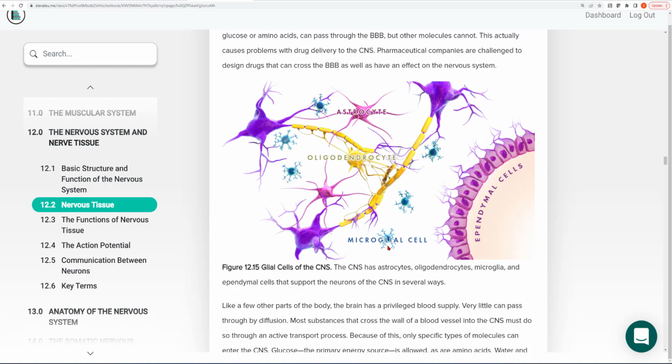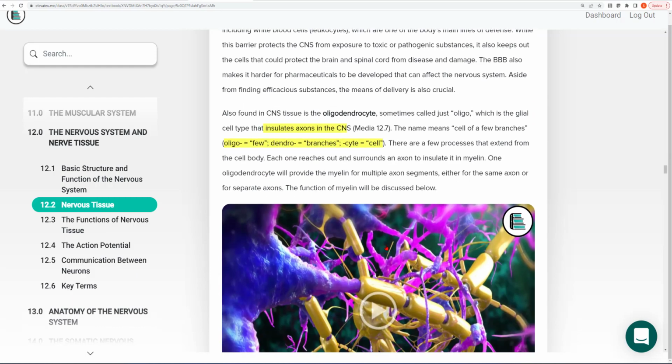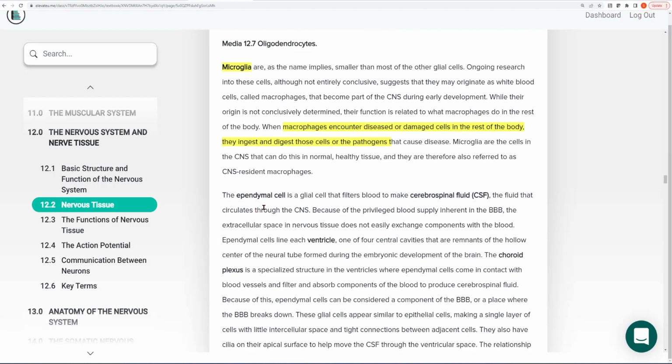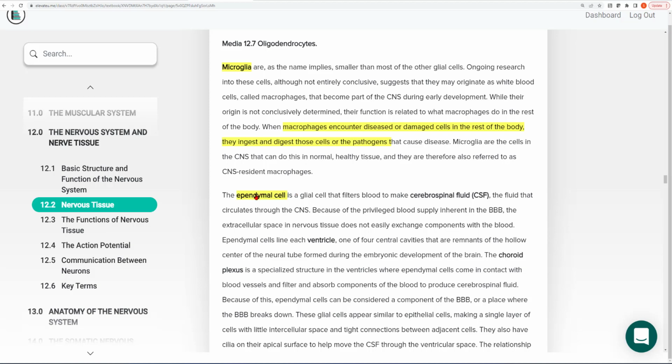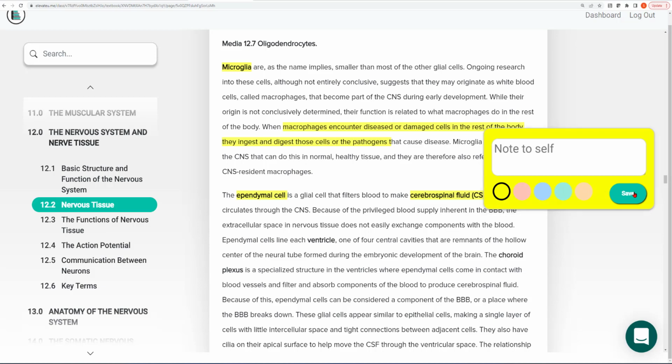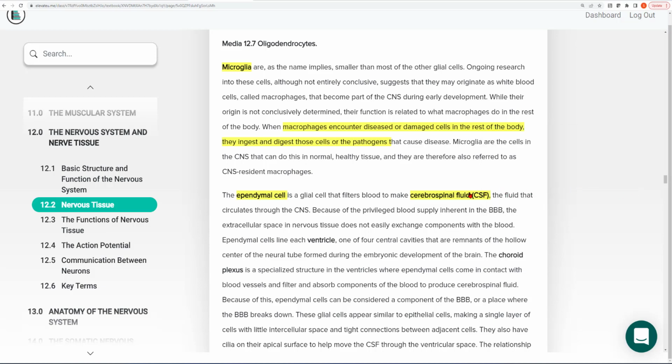The fourth and final glial cell of the CNS are the ependymal cells. Their job is to make, let's make this highlighted, you'll hear me say ependymal or ependymal. You'll hear different people say them different ways. But these cells are making CSF, cerebrospinal fluid. This is the fluid that is circulating throughout your CNS.